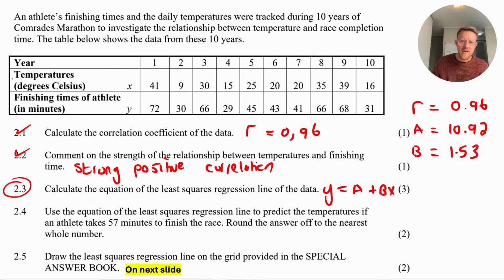This next question, so we've done 2.1 and 2.2. 2.3 says calculate the equation. So that's just y equals a plus bx. And we've already found the a value as 10.92 and the b value as 1.53.